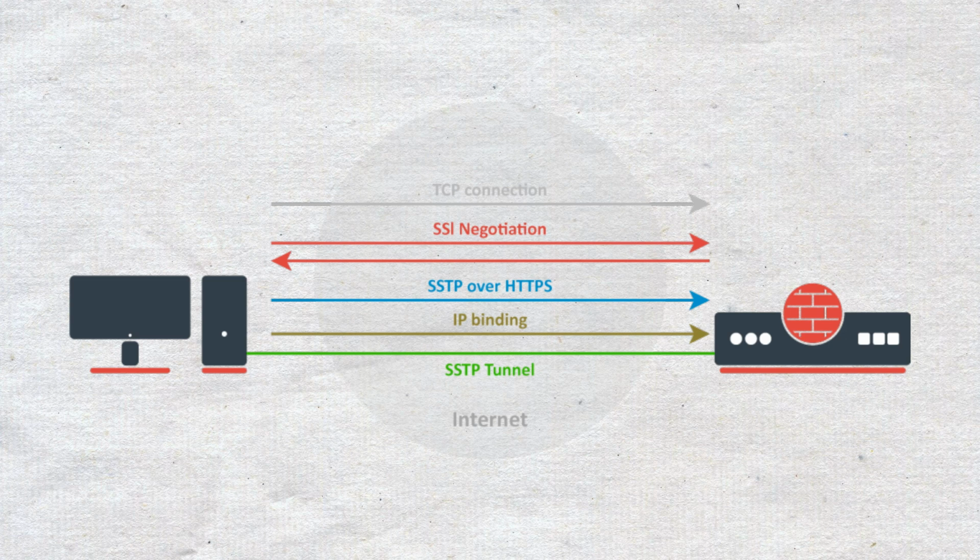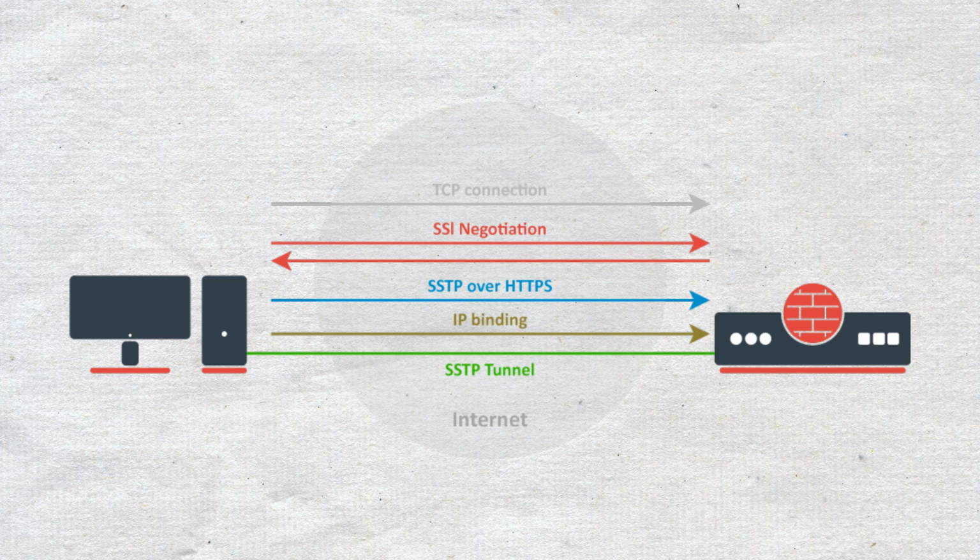Quick overview of the SSTP connection process. A TCP connection is initiated from the client to the server, default port 443. The server's SSL certificate is verified. If it's valid, the session continues. If not, the connection is dropped.